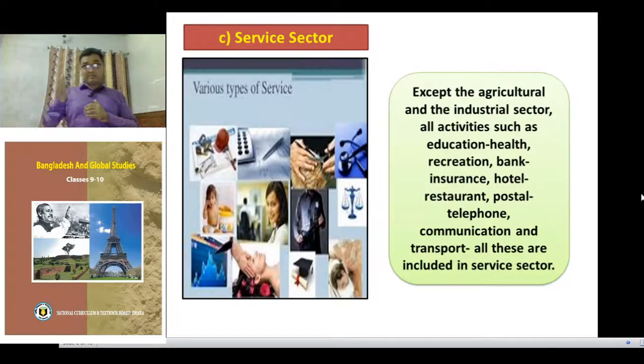Except the agriculture and the industrial sector, all activities such as education, health, recreation, bank, insurance, hotel, restaurant, postal, telephone, communication, and transport, all these are included in service sector. So that's all about the service sector in brief.